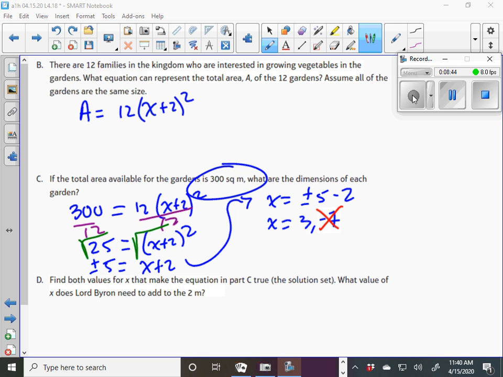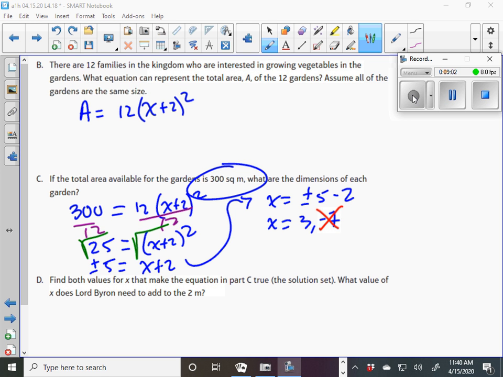Could you have multiplied that out and solved and got the same thing? The answer is yes. I wouldn't, though. In this case, when it's set in vertex form, go ahead and solve by taking the square root.